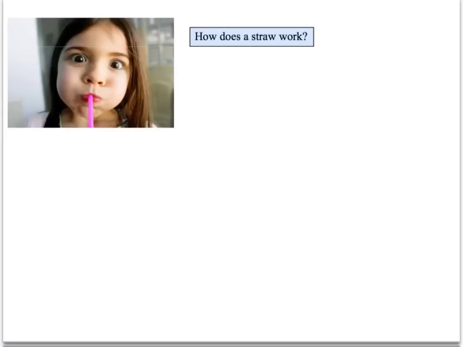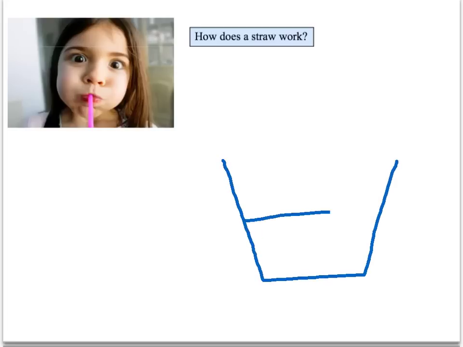All right, we're going to talk about how a straw works. So, how does a straw work? Well, imagine a cup. It's got some water in here. You put your straw in.